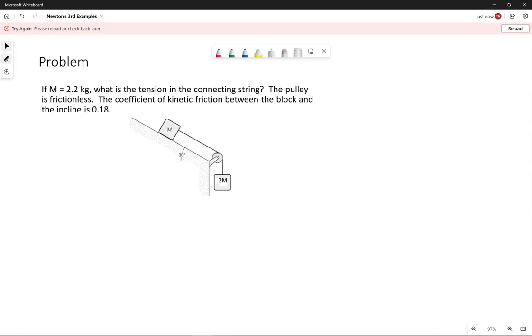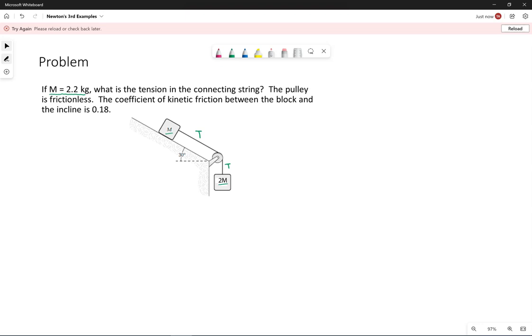One more example here of two objects connected that will then move with the same magnitude of acceleration. In this case, we have two blocks, the top one labeled m, the bottom one labeled 2m. Our problem tells us that m is 2.2 kilograms. So the mass on the incline is 2.2, the hanging one essentially 4.4. The problem is asking us to calculate the tension in this connecting string.